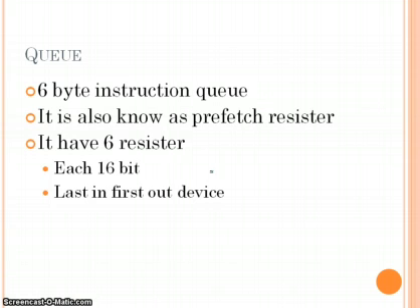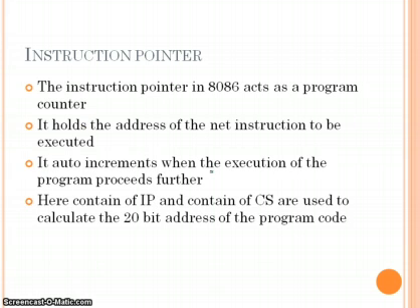The queue has 6 different registers. Each register is 16-bit wide. This particular device is also known as the prefetching register. So instructions which are going to be fetched by the microprocessor are stored in this register. Now the nature of the queue is last in first out, that is, the last entered instruction within the queue is executed first. Here we have the instruction pointer.